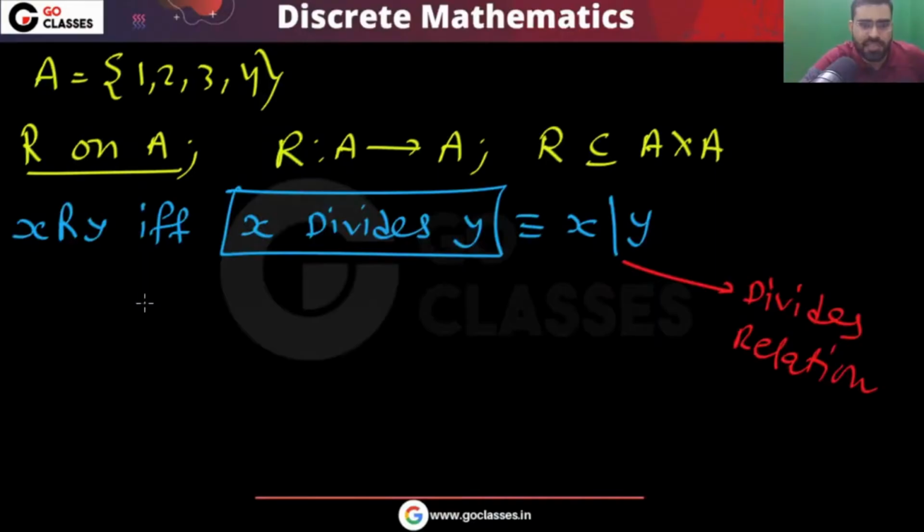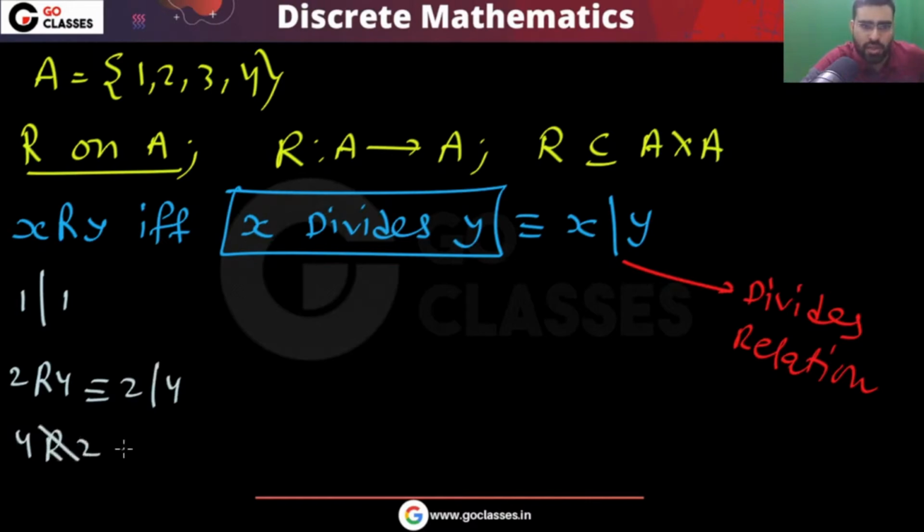In one representation, you can easily see that 1 will divide 1, right? So 1 is related to 1. You can notice 2 is related to 4 because 2 divides 4. You can easily see 4 is not related to 2 because 4 does not divide 2. So very simple. Here you can do a graph representation.